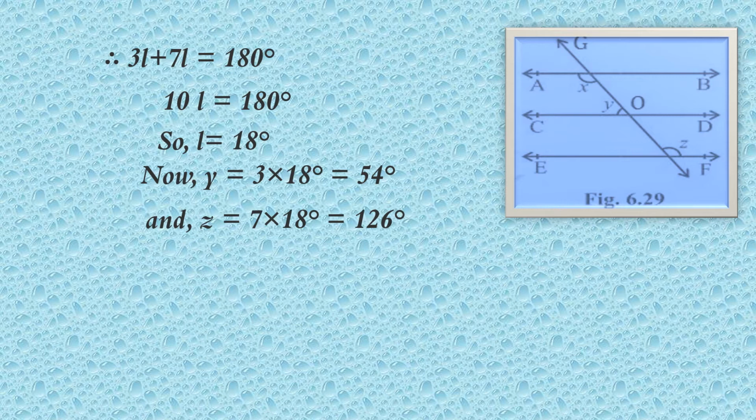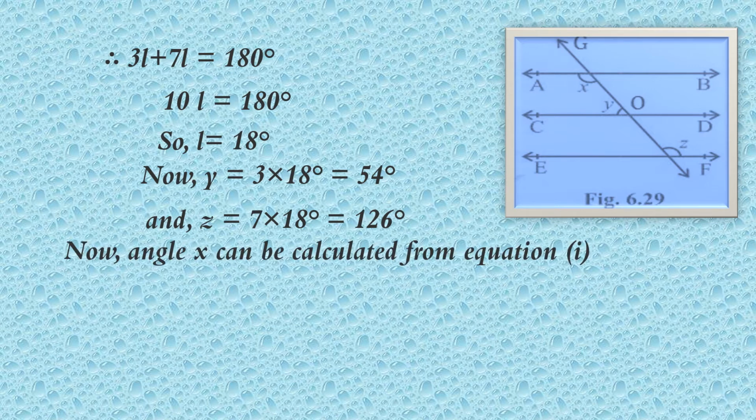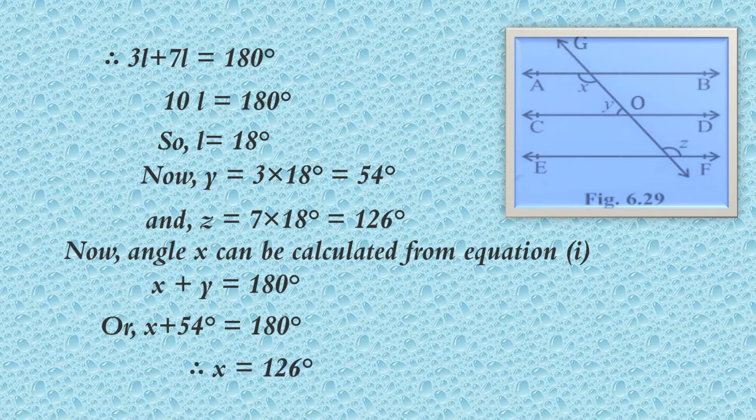Now we are asked to find the value of x. That can be found from equation 1, that is x plus y is equal to 180. So we know the value of y, that is 54. We substitute that here. So x plus 54 is equal to 180 degrees. So x is equal to 180 minus 54, that is equal to 126 degrees.